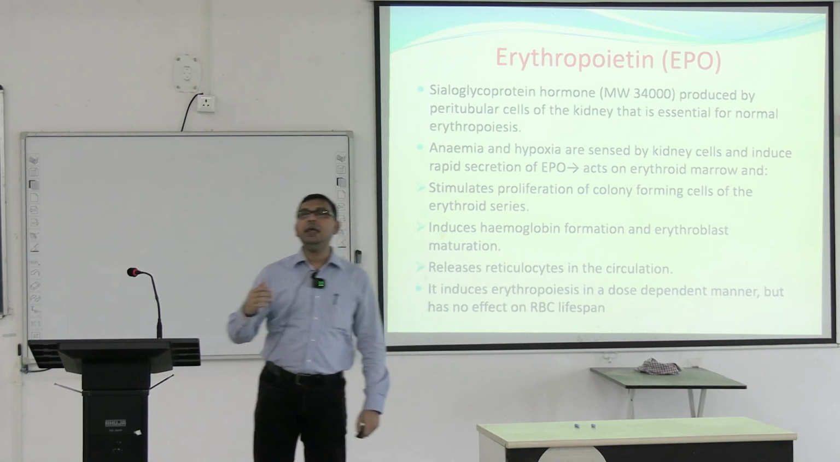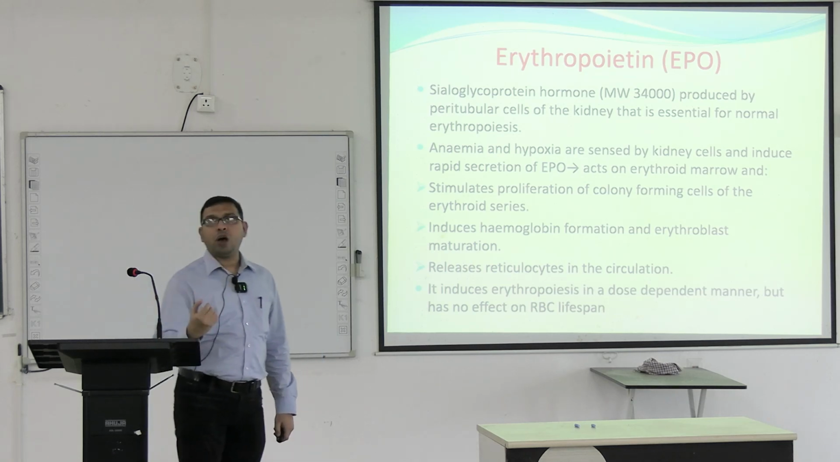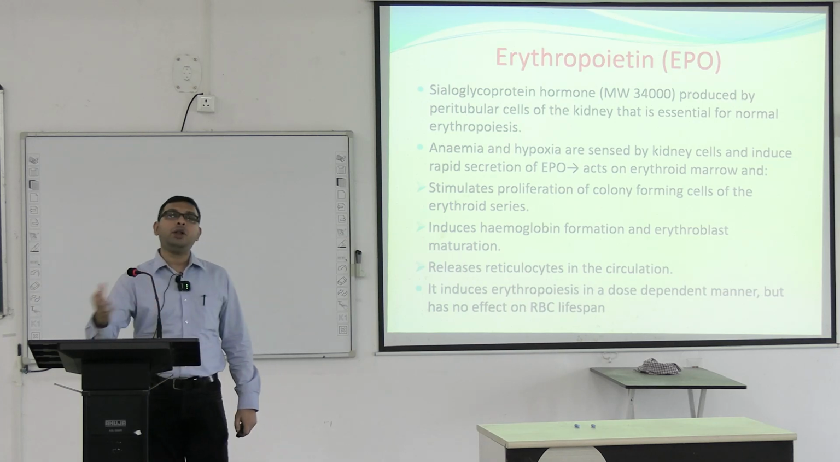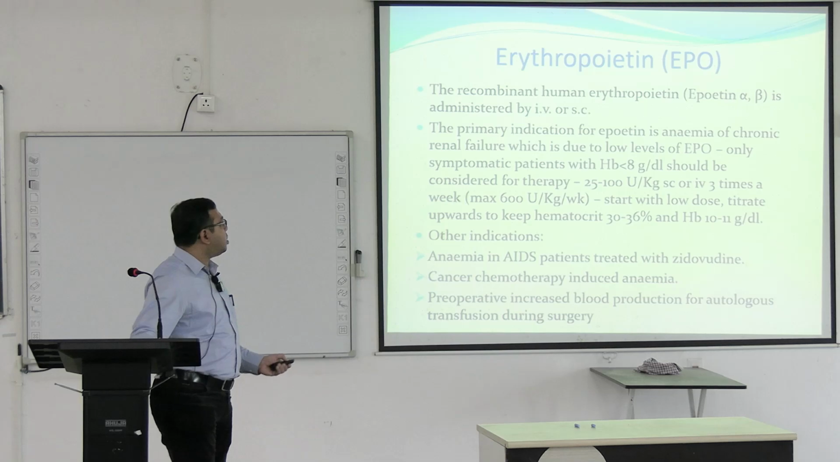So basically, more erythrocytes are matured and come out from the bone marrow into the circulation. More erythrocytes will be available to different cells. So that is the action of erythropoietin.